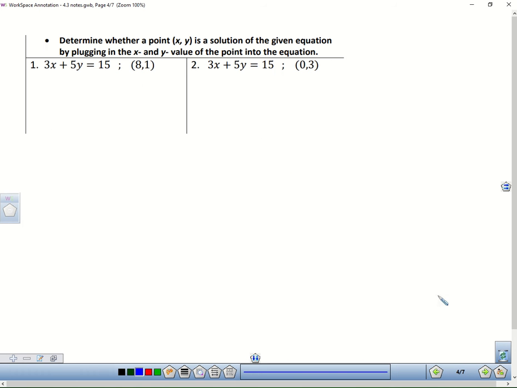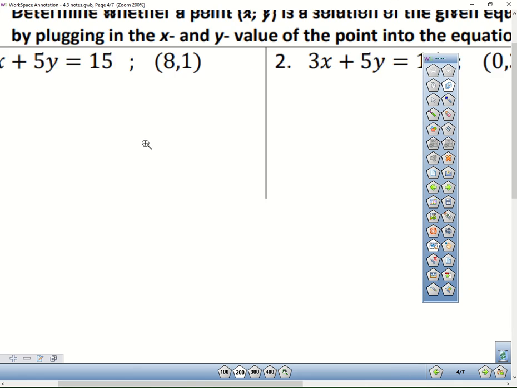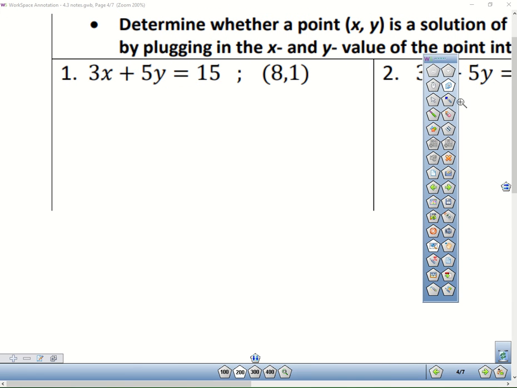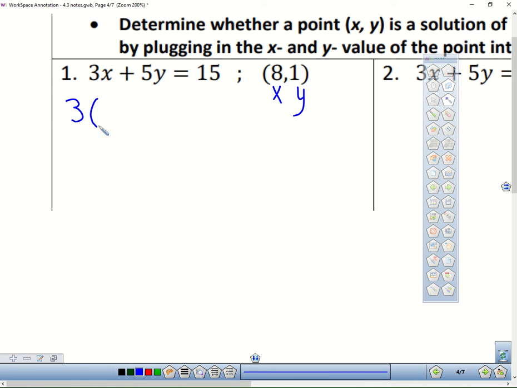So determine whether a point x, y is a solution to the given equation by plugging in x and y for the value of that point in the equation. So we're going to zoom into number 1, and we're going to go through and do this problem together. For number 1, they gave us this equation, and they want to know if 8, 1 is a solution. 8 represents the x, 1 represents the y. You plug in and check. So we're going to replace the x with the 8, and we're going to replace the y with the 1.